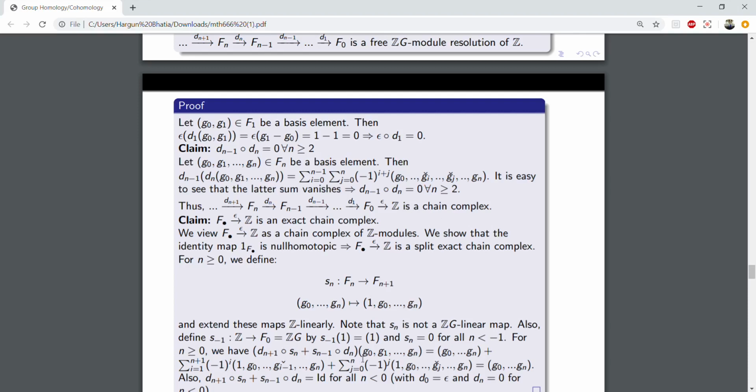Then you compute this ds plus sd combination for any arbitrary basis element. It is easy to see that this turns out to be equal to just (g0, ..., gn), so the same. So these maps are the identity, at least in this half. Here also this is the case, because if you take 1 here, this map is 0 and doesn't count, so you take 1 to 1 and then you get back 1. Effectively this is also the identity, and everything works out, right?